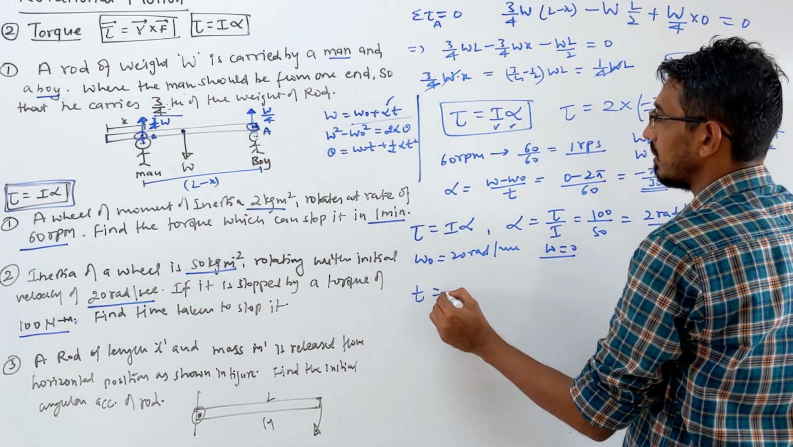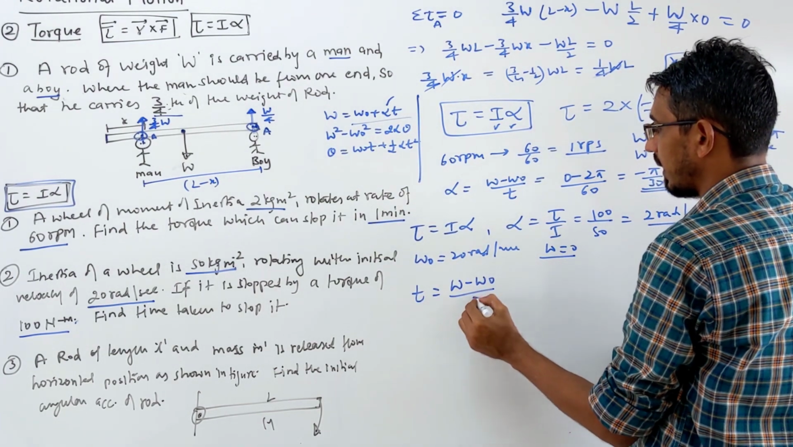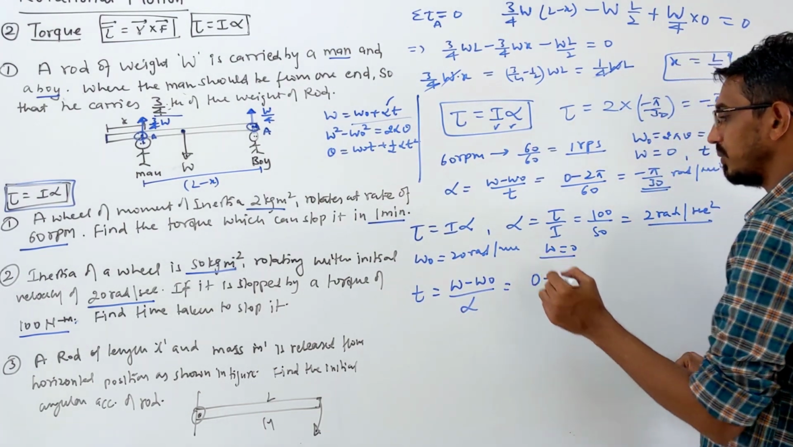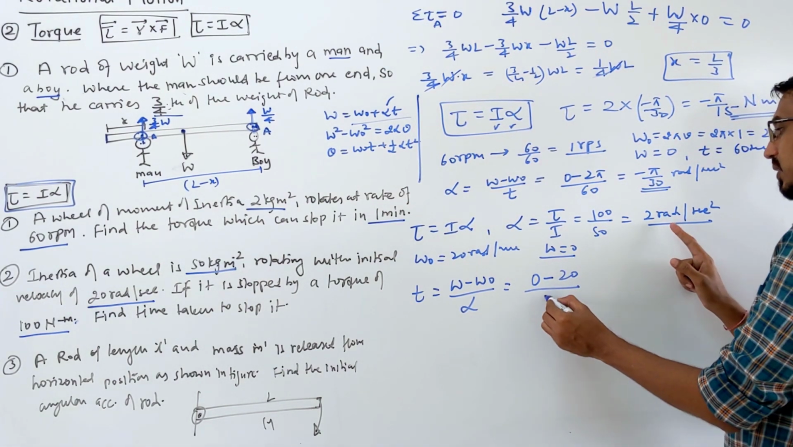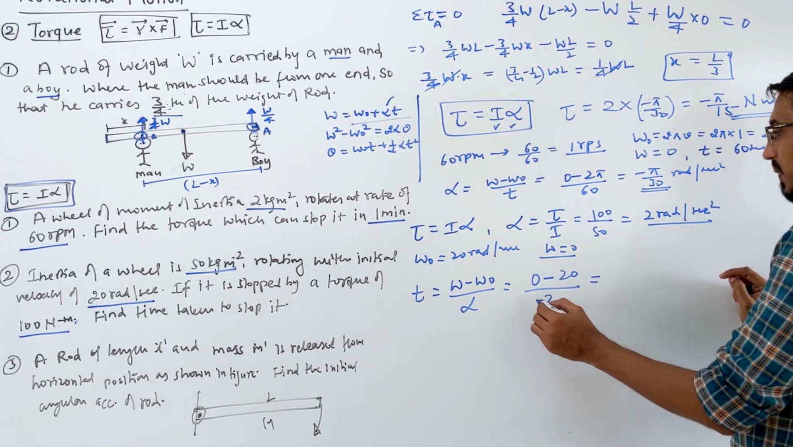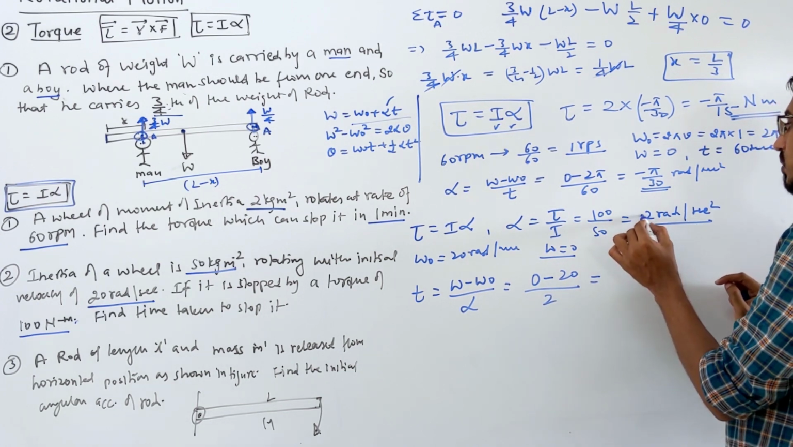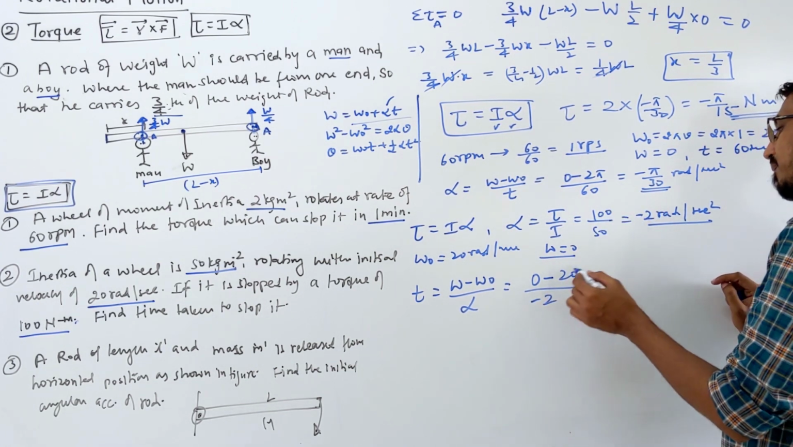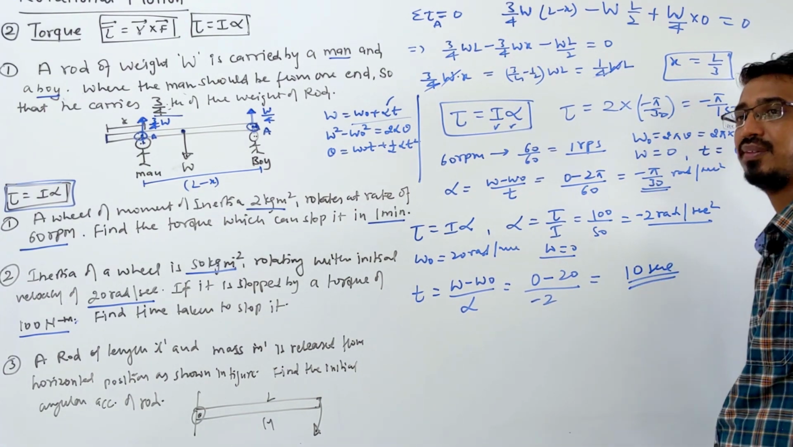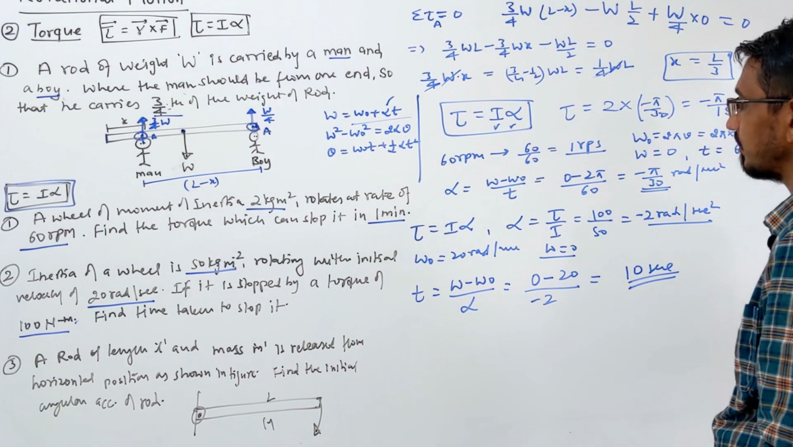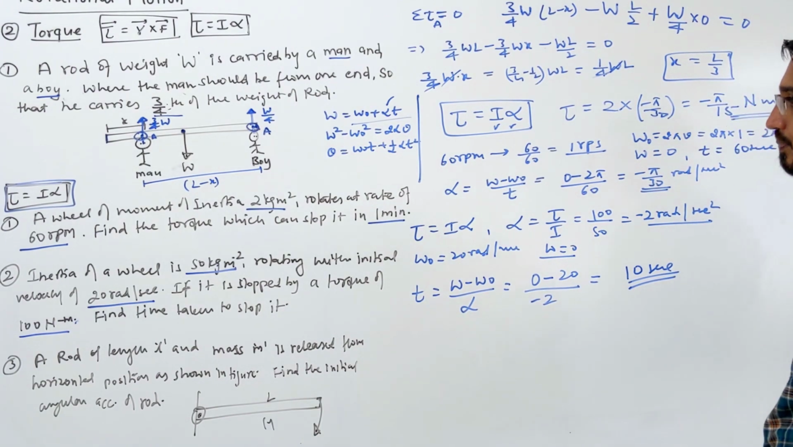So you see time is nothing but omega minus omega naught by alpha. Final is given 0. Initial we have 20 radian per second, and alpha we calculated here as 2. Alpha is negative, always remember, retardation is happening, so this value is negative. Okay, so what is the answer coming? 10 seconds. Okay, yes.